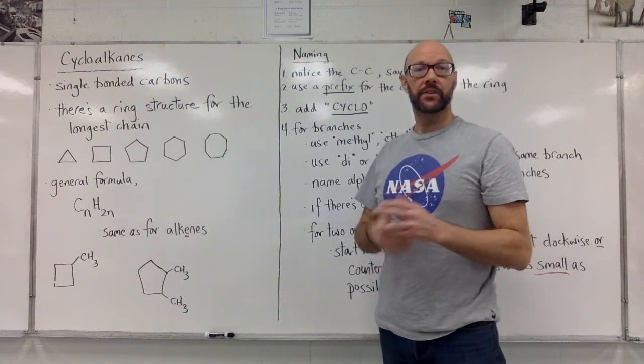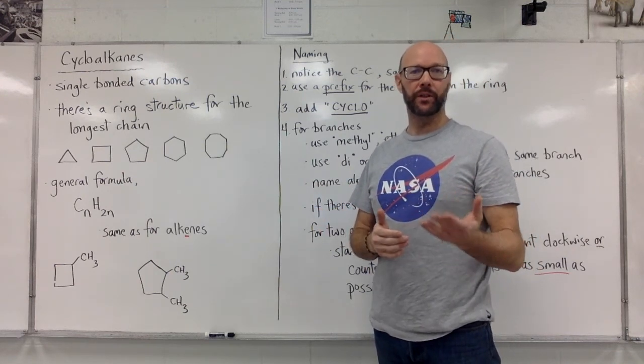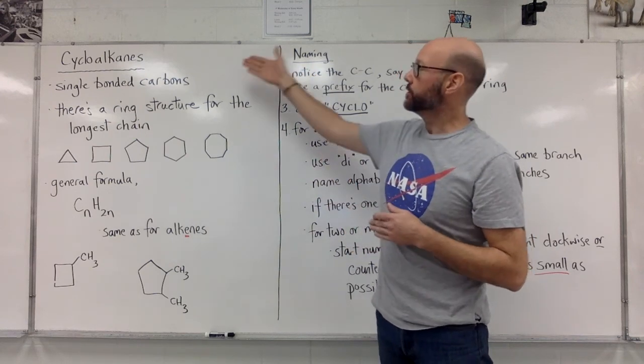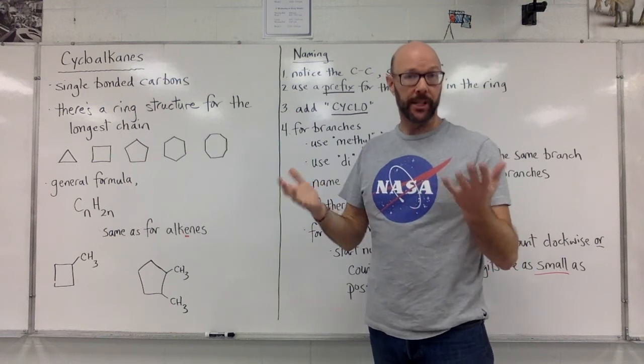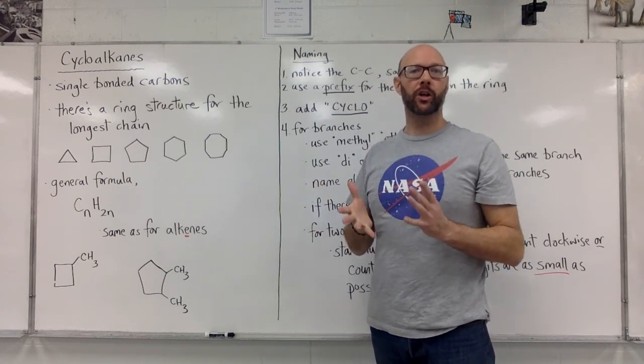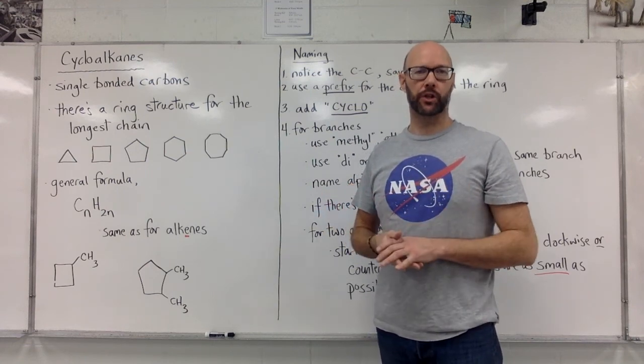cycloalkanes. This is a kind of compound that's very similar to an alkane. The only thing is there's a ring structure in it. We still have single bonded carbons, just like we would have for an alkane, but this time those single bonded carbons all connect together in a ring structure, a cyclical structure.